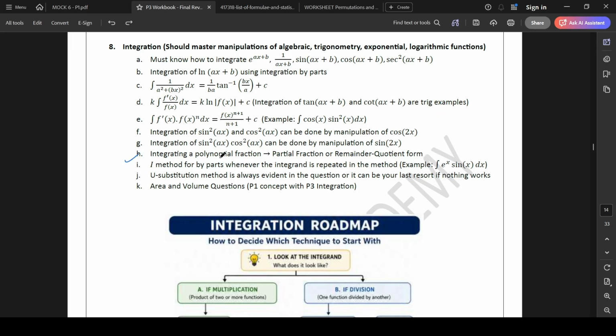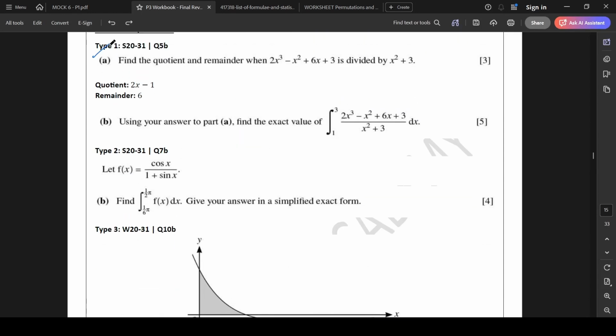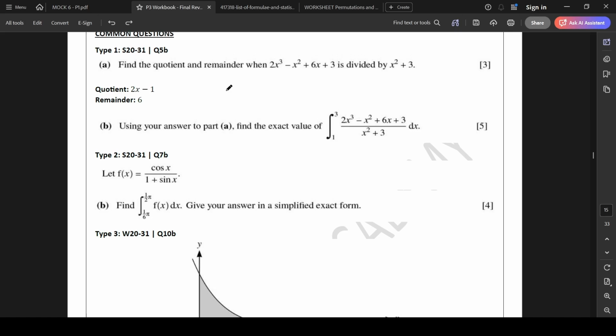Now moving on to the next part, how to integrate a polynomial fraction. There are two ways in which you can do this. The first is the quotient remainder format and the second one is the partial fraction format. Let me give you an example to understand this. Let's look at type 1 of the common questions in integration. We are supposed to integrate this. This is a fraction involving polynomials. So in part 1, you are already given the quotient and the remainder, so you can convert this into the quotient remainder format.